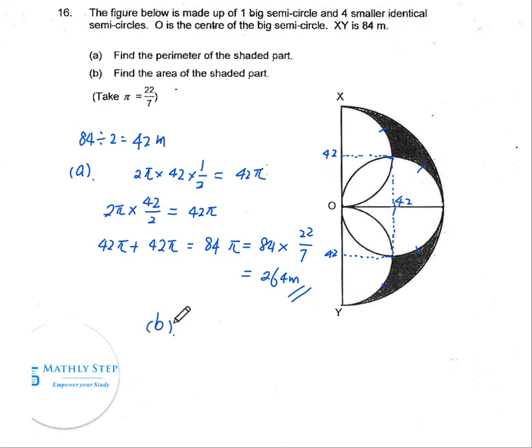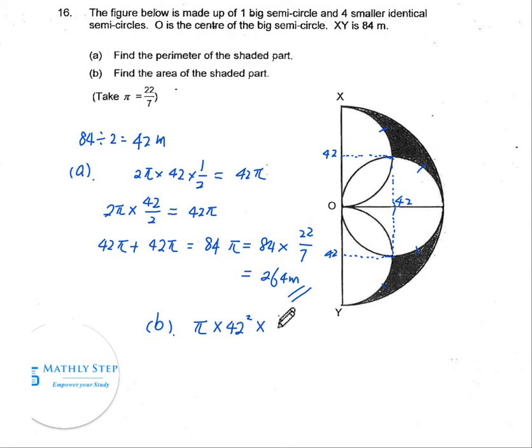For question B, find the area of the shaded part. The area of the shaded part is the total area of this big semicircle minus this square, another square, this semicircle, this semicircle, this quarter circle, this semicircle, and this quarter circle. So we find the total area of this big semicircle first. It is pi r squared, where R is 42. Okay, this is the area of the big semicircle.